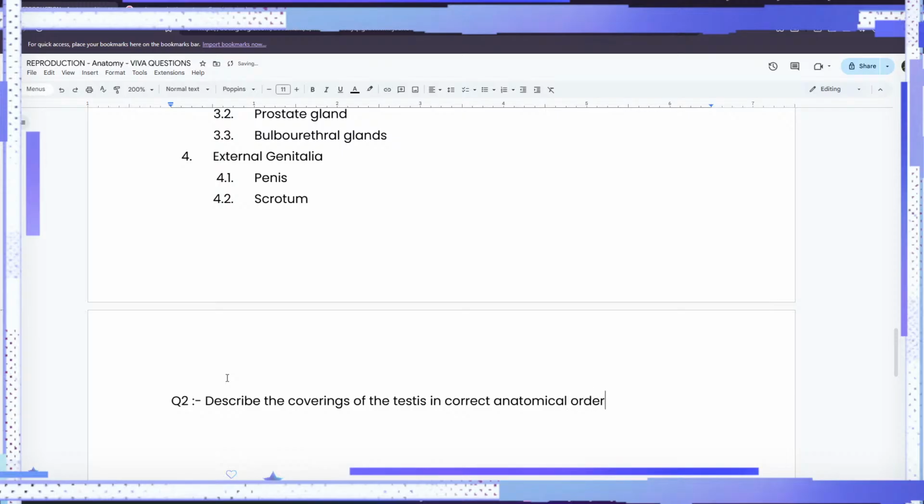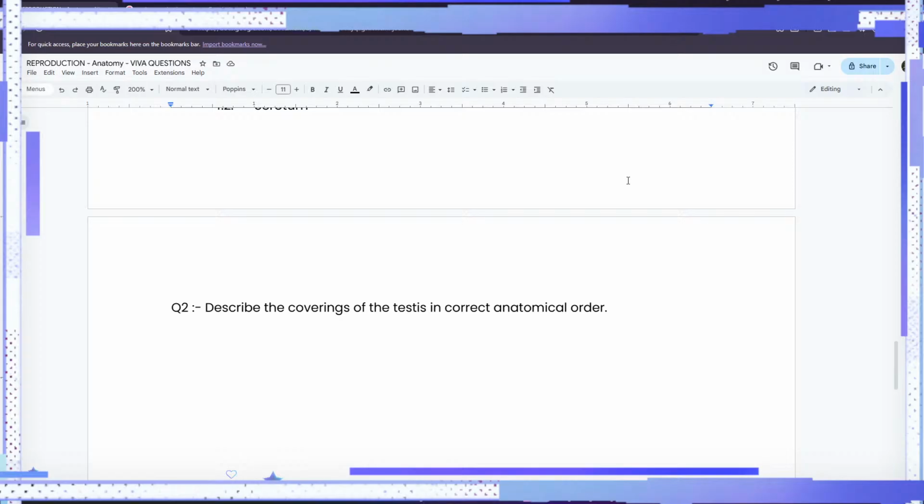In anatomical order. Fair enough. I think I should change up my setup because right now I have a big monitor in front of me and a small monitor on the side. That is causing me a bit of problems, which is not necessarily what I want, but that's fine. We'll work with what we have. Anyhow, so I describe the coverings of the testis in correct anatomical order.